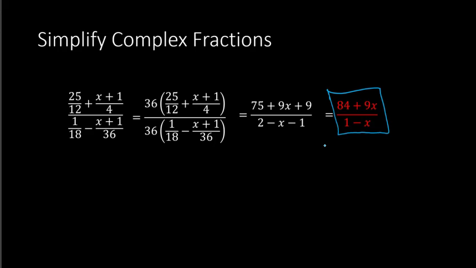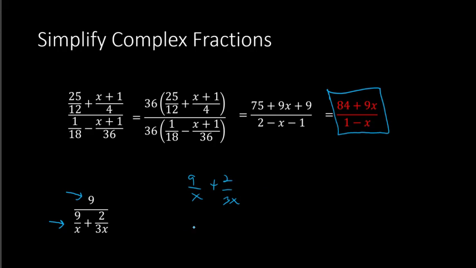Now let's take a look at an example using method 2. So method 2 is when we simplify the numerator and then simplify the denominator, and then we divide. So here the numerator is 9, that's already simplified, and then the denominator we need to simplify. So the denominator, the 9 over x plus 2 over 3x.